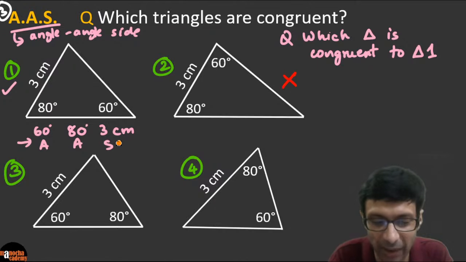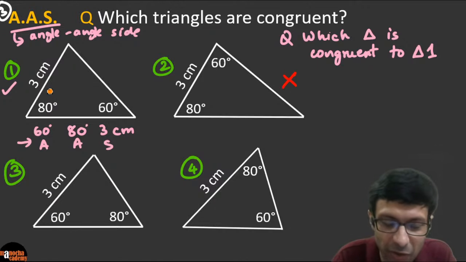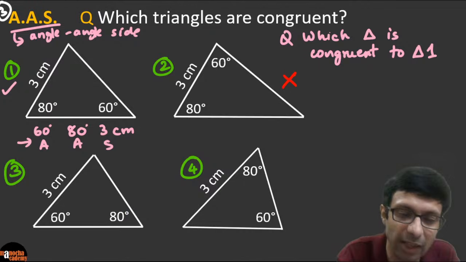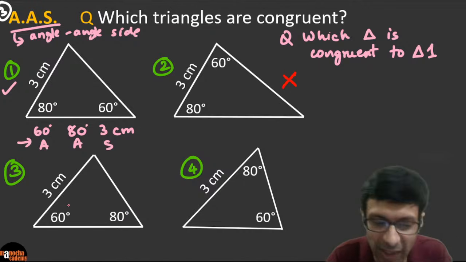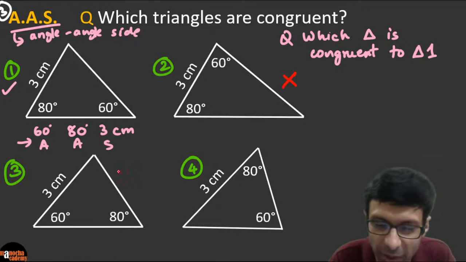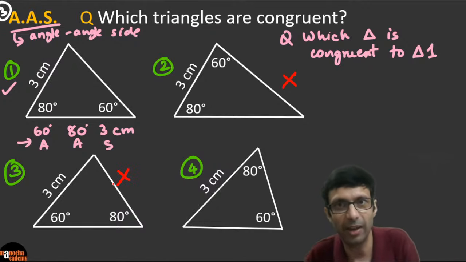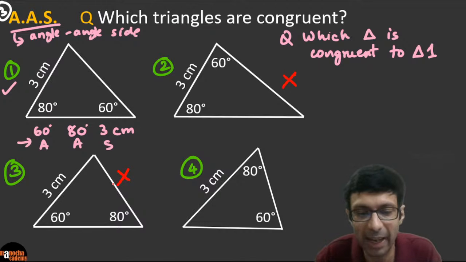Okay, so it's a little tricky, right? So triangle number 1 is 60, 83 centimeters, but this is 80, 63 centimeters. So oops, unfortunately, this triangle is not congruent. It's not matching because it has to come in the same order, right? So in the order of the first triangle, AAS, 60, 83, it's not matching.